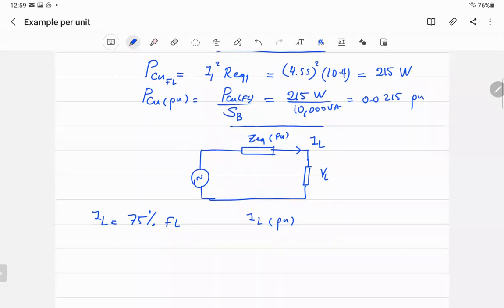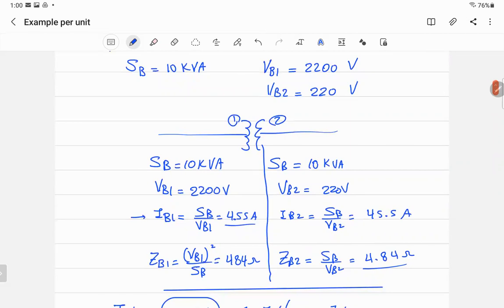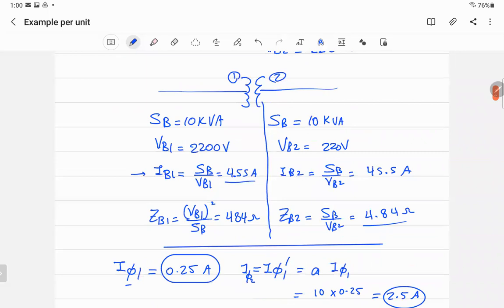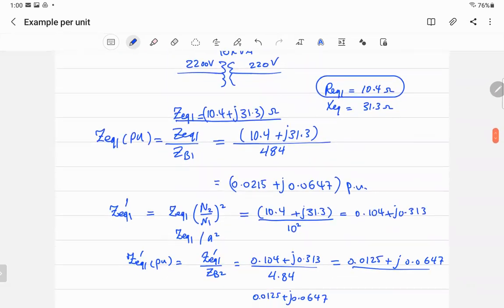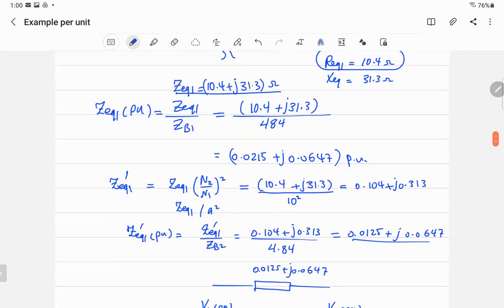Why? Because we choose the current base on either side, based on the full load voltage and full load power. So if you are using 100%, you divide by the same, 4.55 amp. That's the full load current. You divide by 4.55, you get 1 per unit. So when you have full load and you are using the base value related to full load, it will be 1 per unit, it's 100% full load.